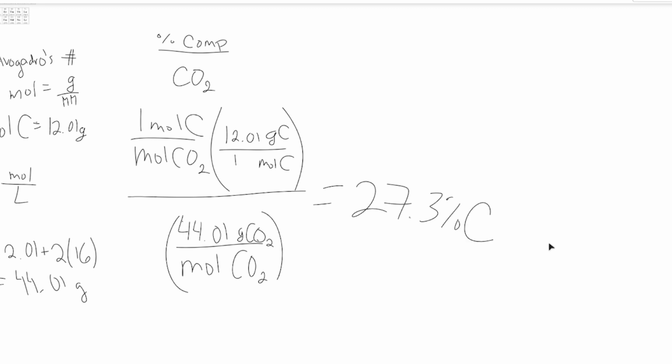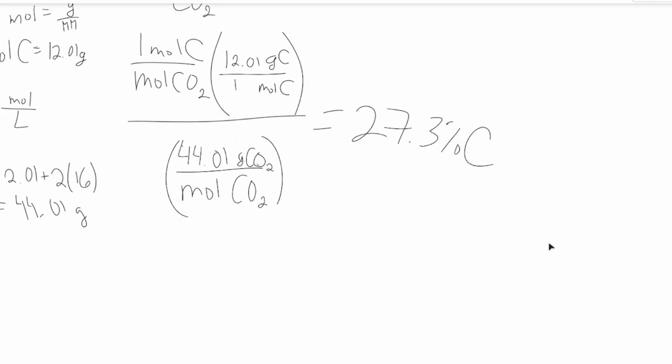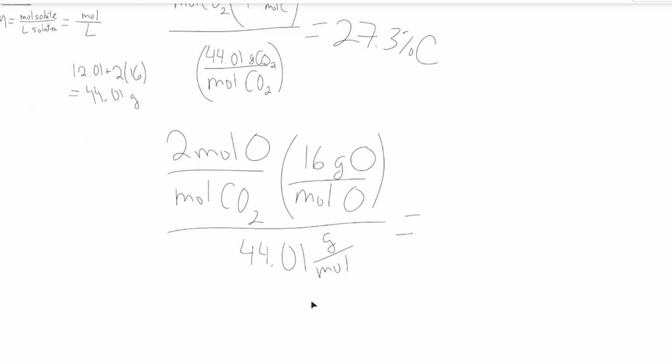We can repeat this process to find the percent composition of oxygen. We get about 72.7%. Check out my video on percent composition if you're still confused. Linked in the description below.